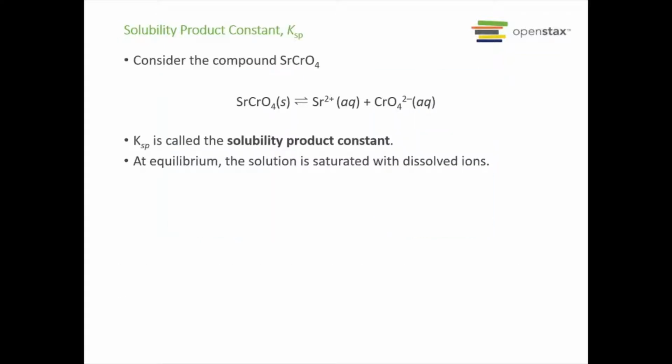Here's another example, strontium chromate, SrCrO4. When we put this in water, it's going to split into Sr2 plus and CrO4 2 minus. And we have a new equilibrium type constant, KSP, and SP stands for solubility product. This is the K when we have a solution that is saturated with dissolved ions. So this is the solubility product constant.